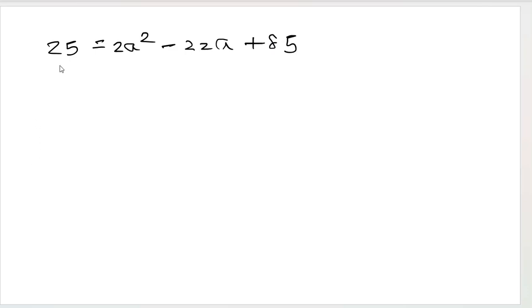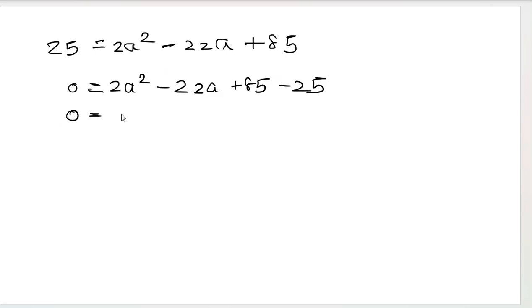Now I take this 25 to the other side, so I get 0 is equal to 2a square minus 22a plus 85 minus 25. This 25 was plus, so it became minus. So we get 0 is equal to 2a square minus 22a plus 60, since 85 minus 25 is 60.